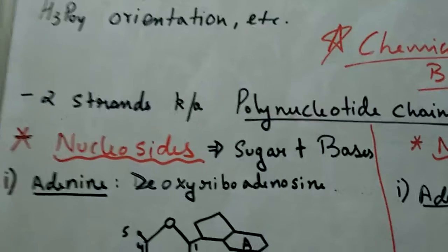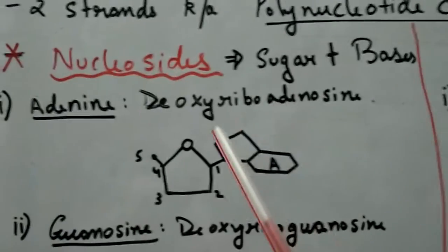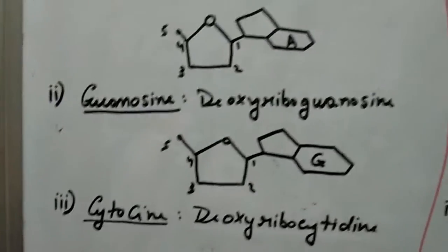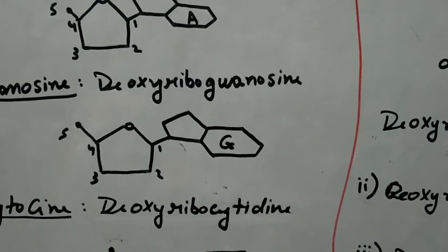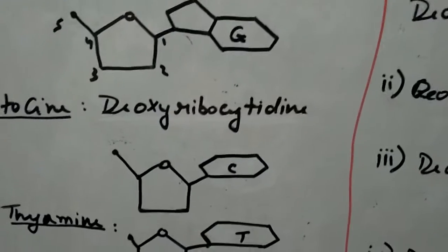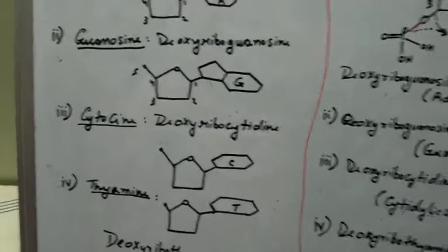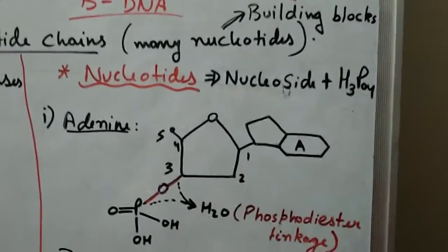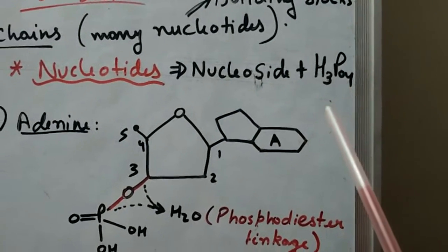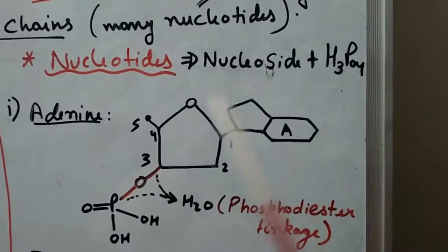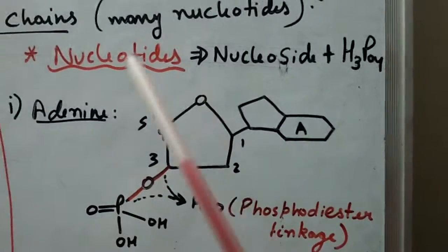So nucleosides are composed of sugar and bases, and here are the 4 important nucleosides: deoxyriboadenosine, deoxyriboguanosine, deoxyribocytidine, and deoxyribothymidine. Now if I come to nucleotides, these are nucleoside plus phosphate. Very simple. When you attach the phosphate group to a nucleoside, you get a nucleotide.